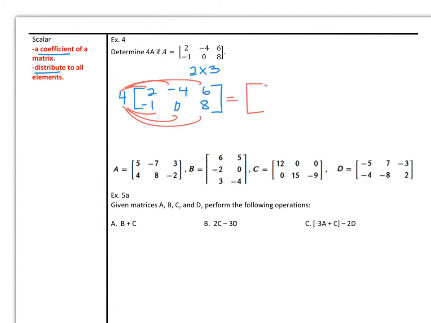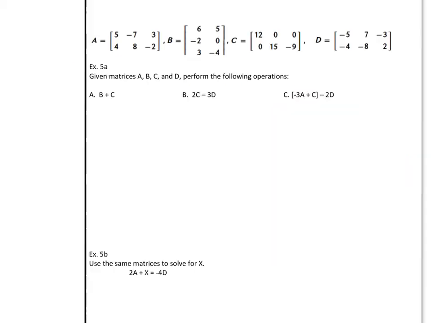2 times 4 is 8. -4 times 4, -16. 6 times 4, 24. -1 times 4 is -4. 0 times 4 stays 0. And then last but not least, 8 times 4 is 32. And that is your new matrix. That's what a scalar does.